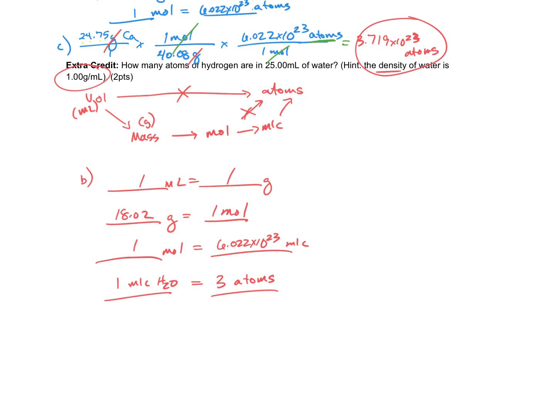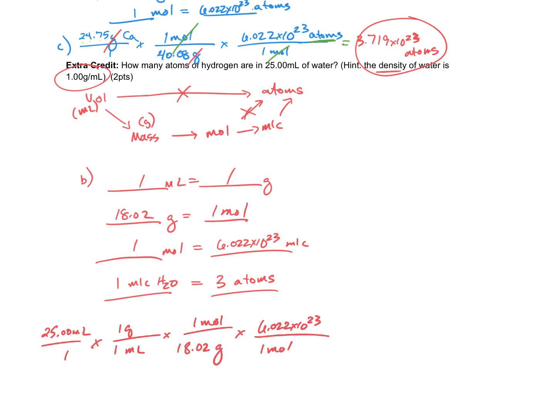So we could set this up so that you start with 25 milliliters. And then the first steps are pretty easy. 1 gram is equal to 1 milliliter. And at this point, we get from grams into moles. And then from here, you have 1 mole, which is 6.022 times 10 to the 23rd molecules. And then specifically for water, in 1 molecule of water, you have 3 atoms.